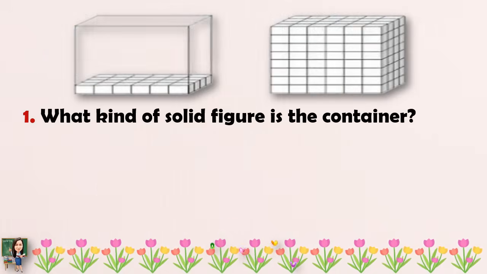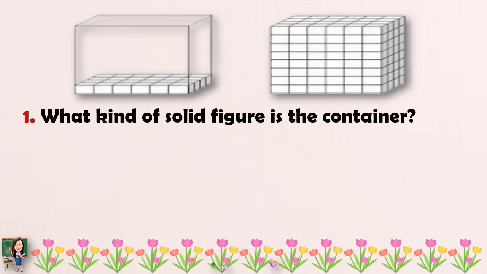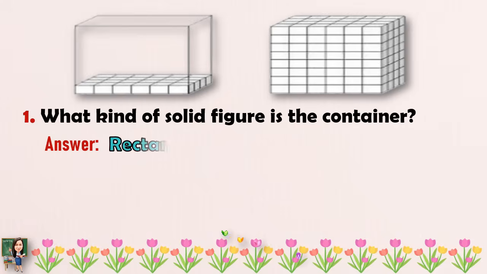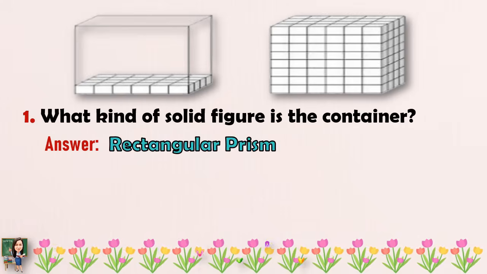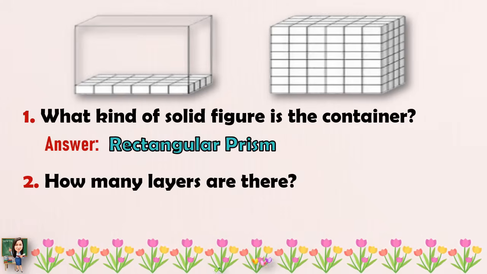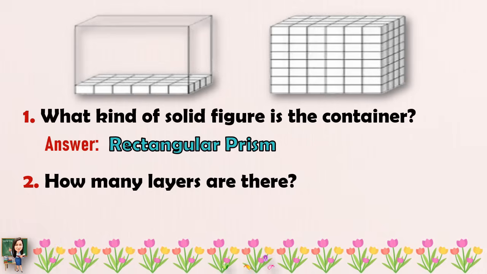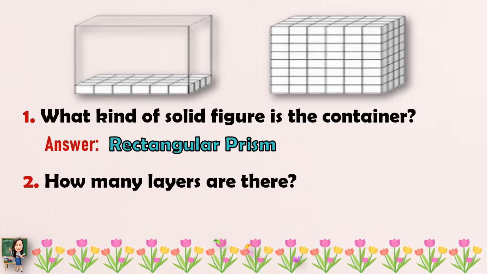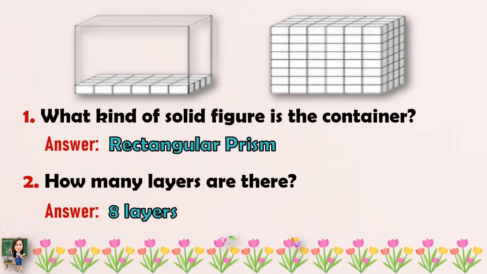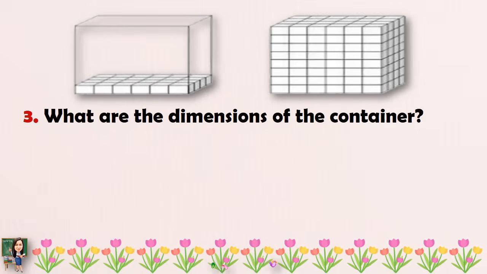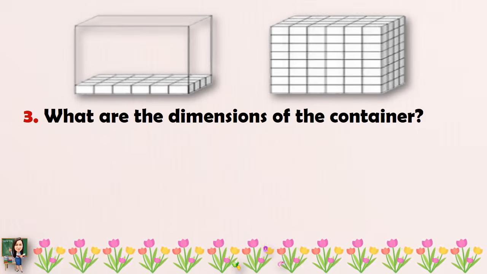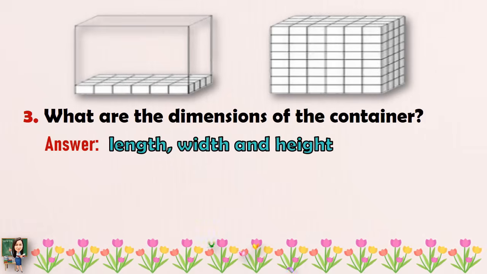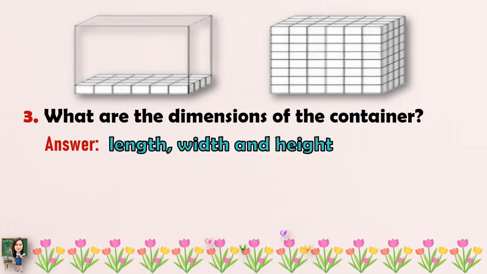First question, what kind of solid figure is the container? Correct. This container is a rectangular prism. Number 2, how many layers are there? Count the layers or the height. Correct. There are 8 layers. Number 3. What are the dimensions of the container? Very good. The dimensions of this container are length, width, and height.